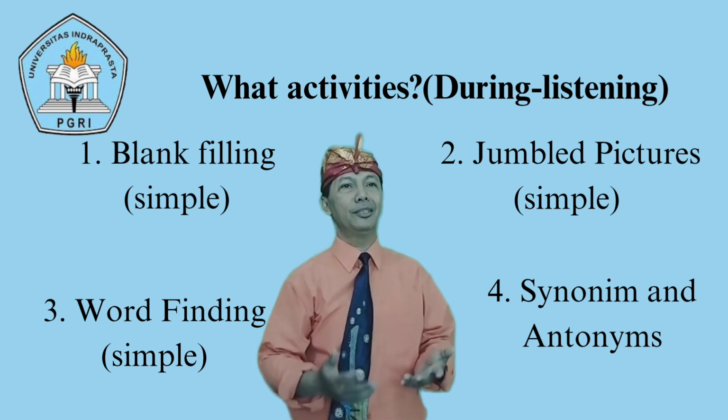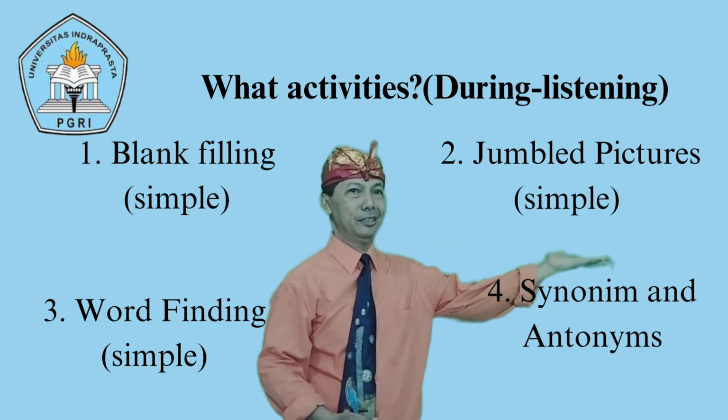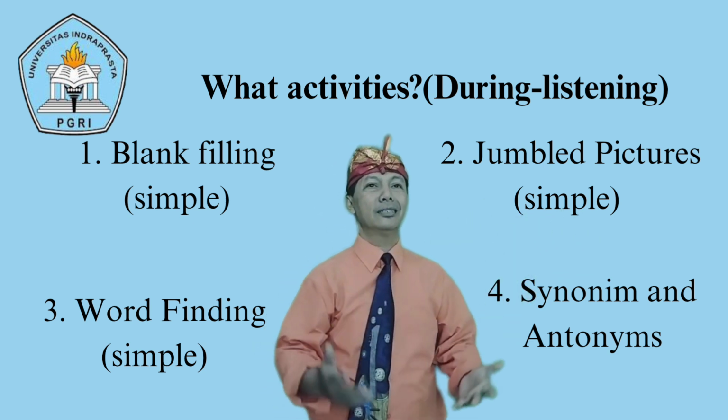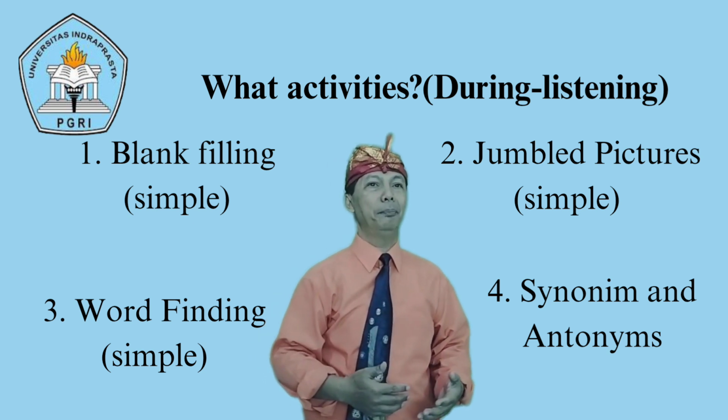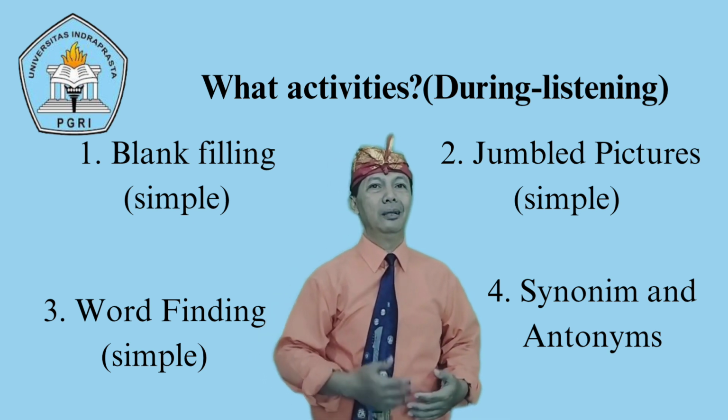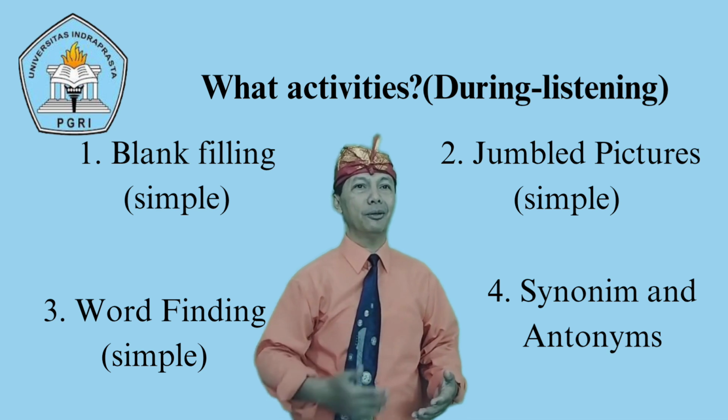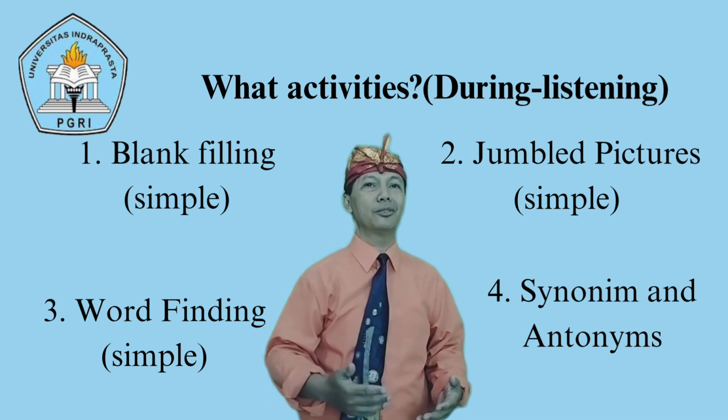Then the next activity is jumble pictures. In this activity, learners are shown a series of pictures related to songs, but the pictures are out of order. Learners must put the pictures in the correct order based on the song's lyrics or storyline.